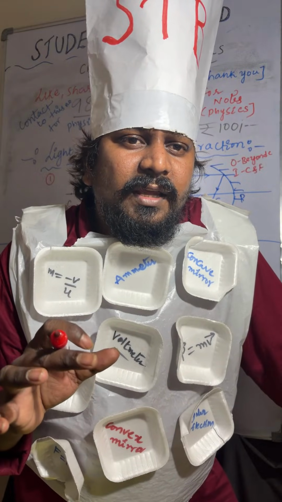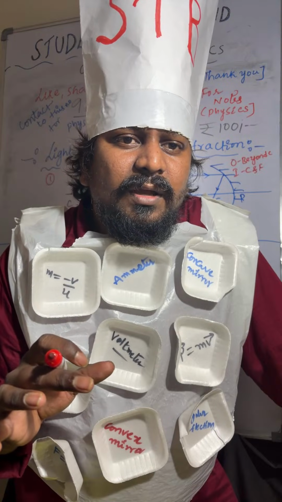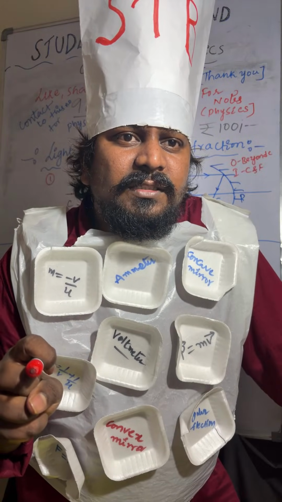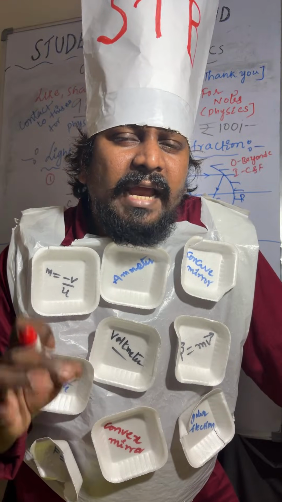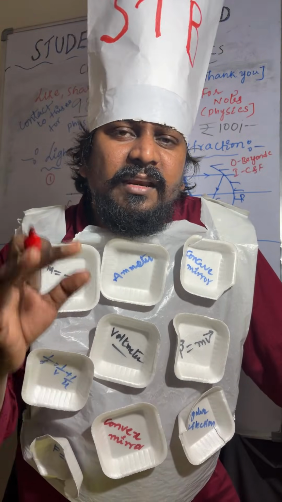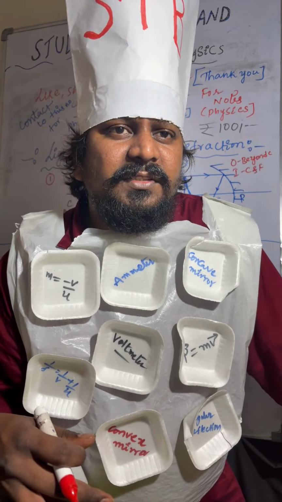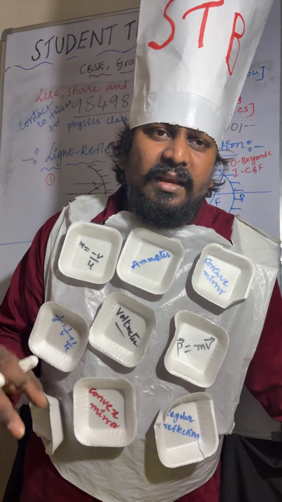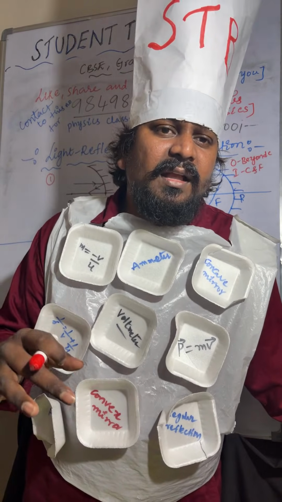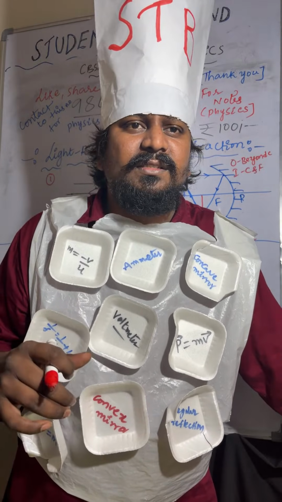Object is placed, where is the object placed? At the center of curvature. Where will the image form? At the center of curvature only. What is the nature of the image? Real, inverted and same size.